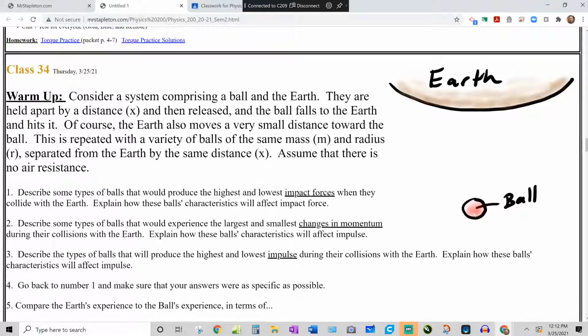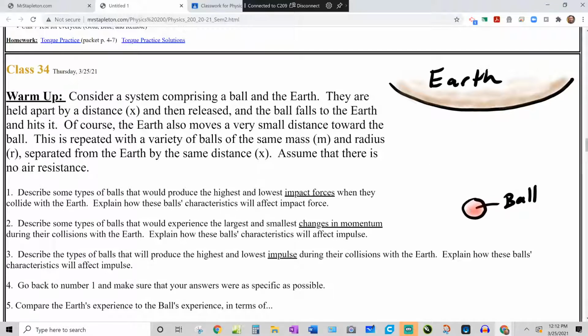And I drew it upside down because the ball in this perspective is going to go toward the earth, and that would be falling. But we could look at the earth from this perspective. That's all okay. This is repeated with a variety of balls. So not this one, a different one, and then a different one, and a different one.